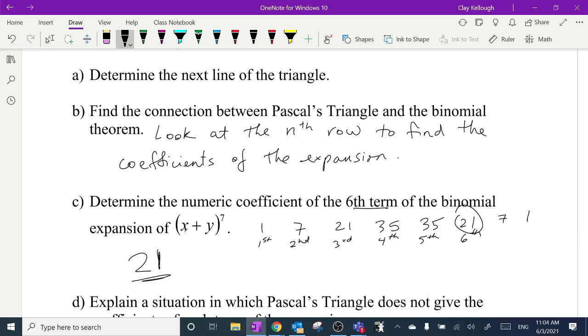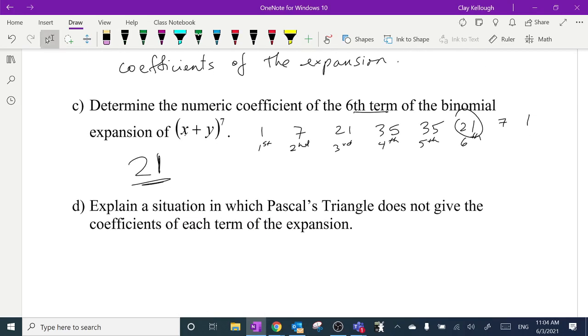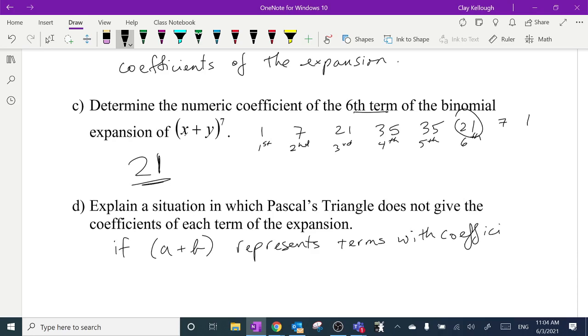Okay. Explain a situation where Pascal's triangle doesn't work. Well, if a plus b represents terms with coefficients not equal to 1. Like, for example, what if I was expanding (3x minus 2y) to the 7? The coefficient is not going to be 21 on that 6th term now. So how am I going to figure it out?